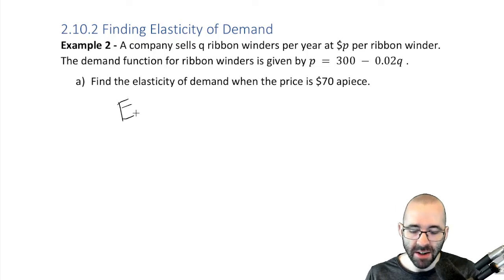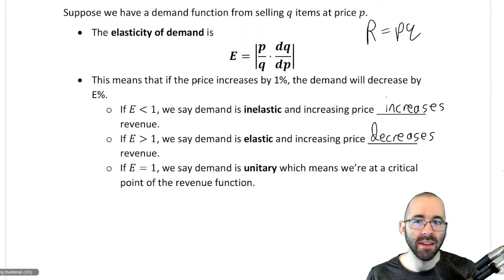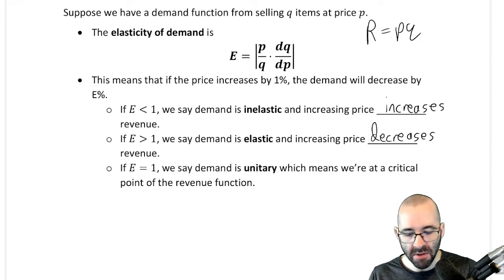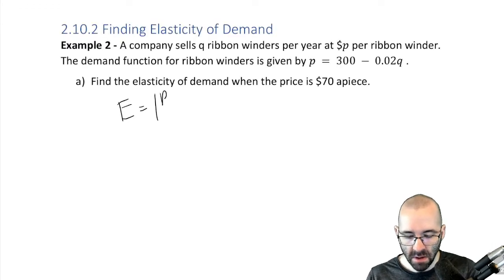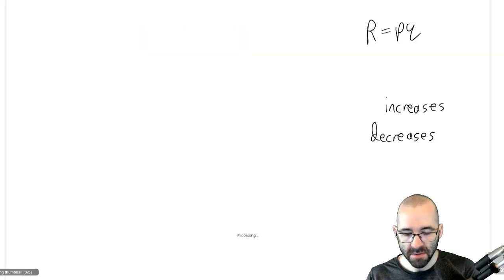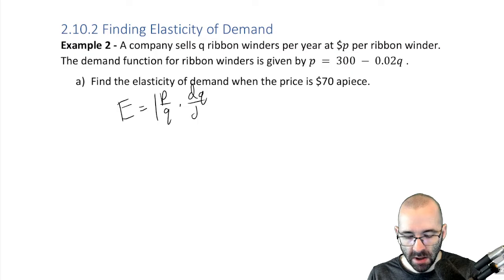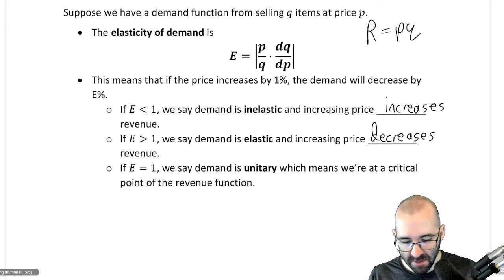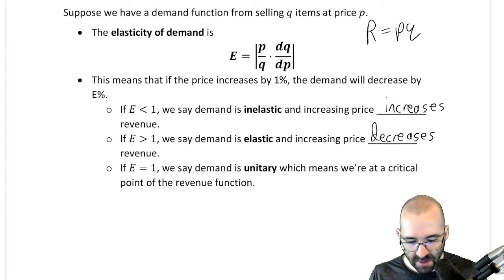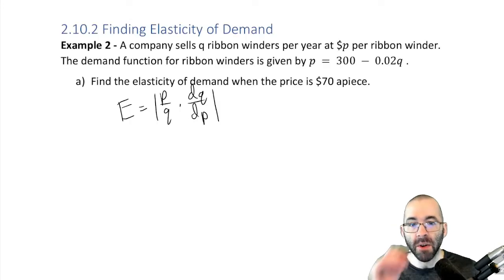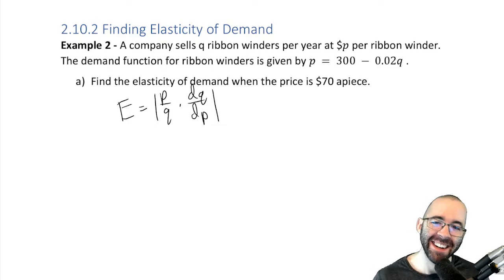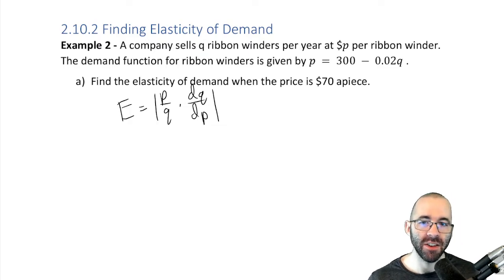Okay, so now I said ignore the formula, but now we need the formula. Elasticity of demand is the absolute value of P over Q times dQ/dP. And remember what this means. Is it really dQ/dP? Yeah, it is. Well, that's going to be annoying. Okay, so we need to use this formula.